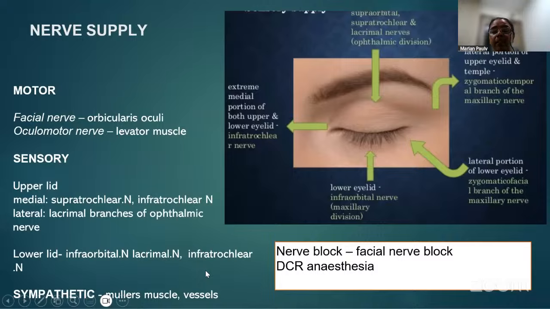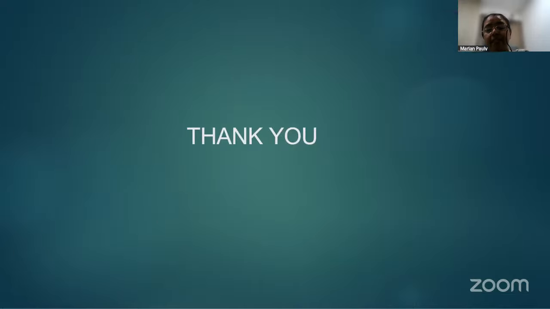So this knowledge is important, especially in various nerve blocks. Facial nerve block can be given in the upper eyelid and the lower eyelid. DCR anesthesia blocks the infraorbital and the infratrochlear nerves. Then various local infiltrations can be given for various eyelid surgeries. So this is in short about the anatomy of the eyelid, which grossly covers the various structures, nerve supply, lymphatic drainage, and the vascular supply.